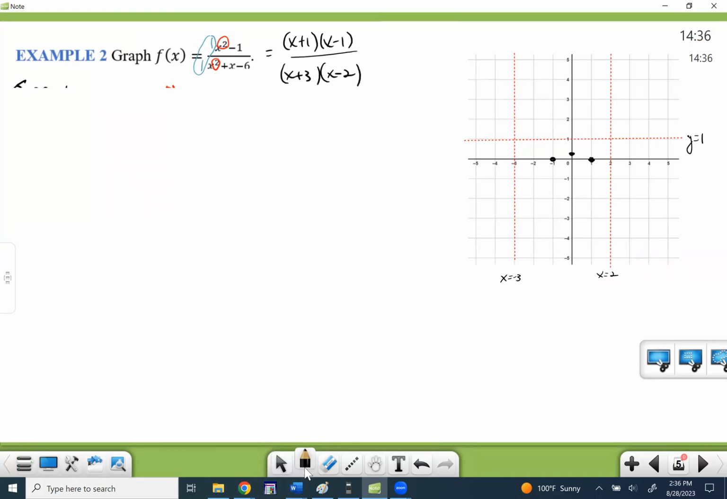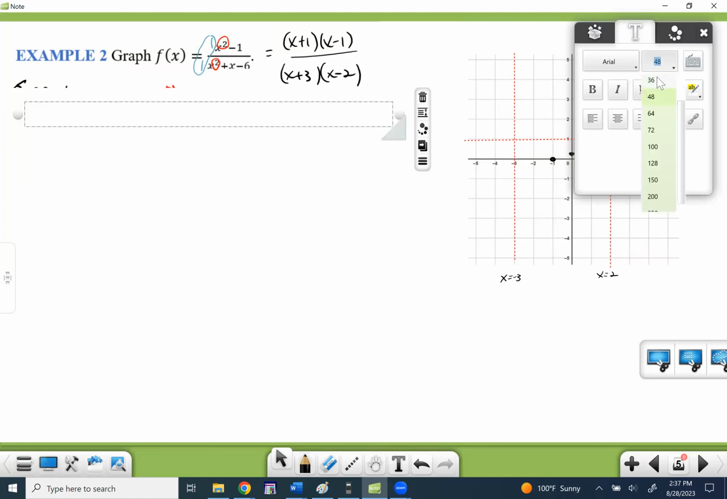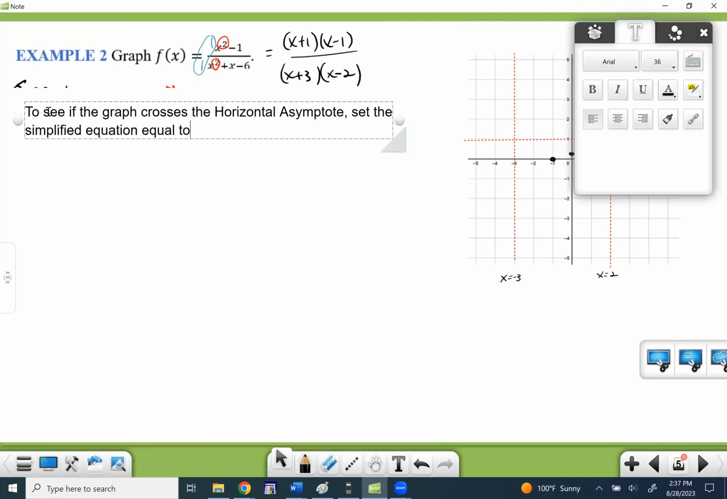So we have to see if we cross the asymptote, right? We didn't have to do this on the last one because we'd already done it. That's why we didn't do it on the last one. But I want to make this really clear. To see if the graph crosses the horizontal asymptote, set the simplified equation equal to the asymptote.